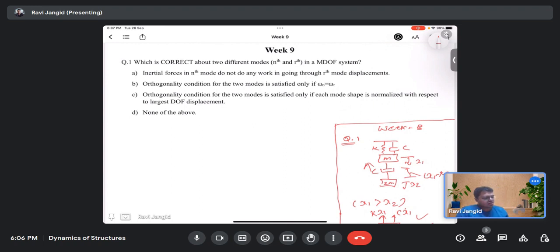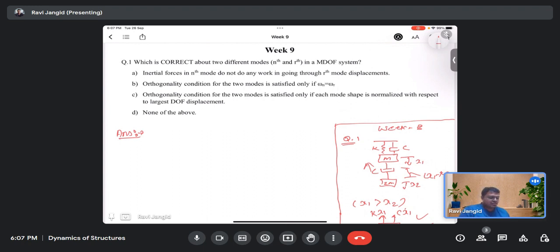Okay, let us start this week. We have the first question, where we need to find out which is the correct option between two modes. One is the nth mode and another is the rth mode in a multi degree of freedom system. We are given four options. Can you tell me which options are correct for the given situation?